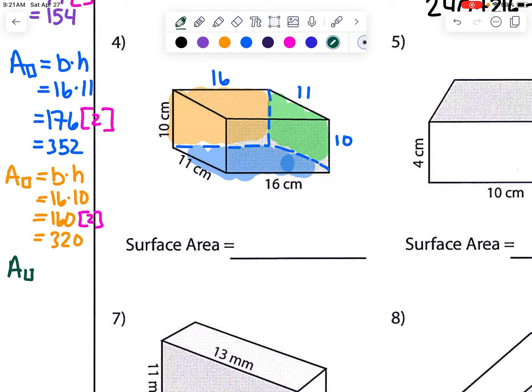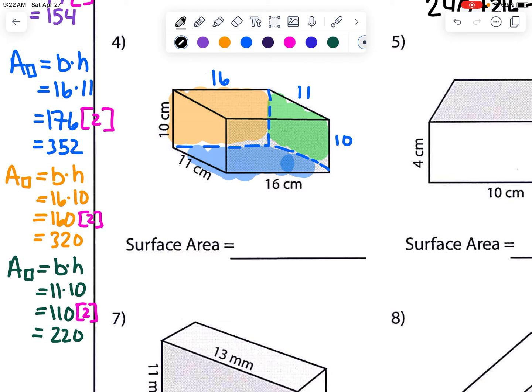I'm going to write this down over here. I would have an 11 by 10. So that would give us 110. And we would have 2 of them. So let me see. We would have the right side at 110 and the left side at 110. So that would give us 220.